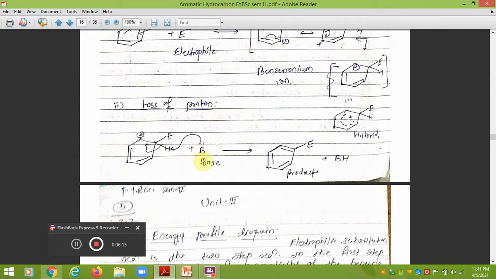So the base present in the reaction mixture attacks this proton, and in this way aromatization is achieved in this reaction, in which one of the hydrogens of benzene is replaced by means of an electrophile.